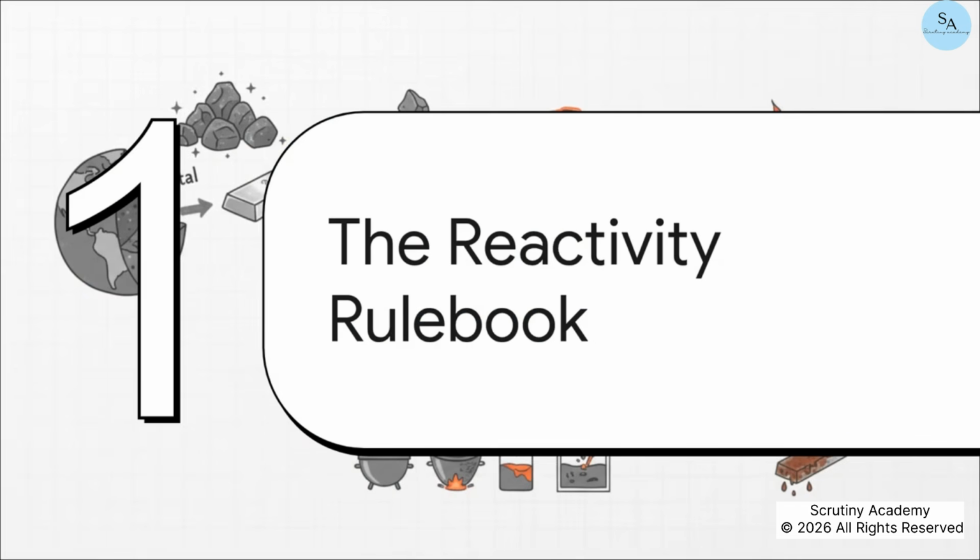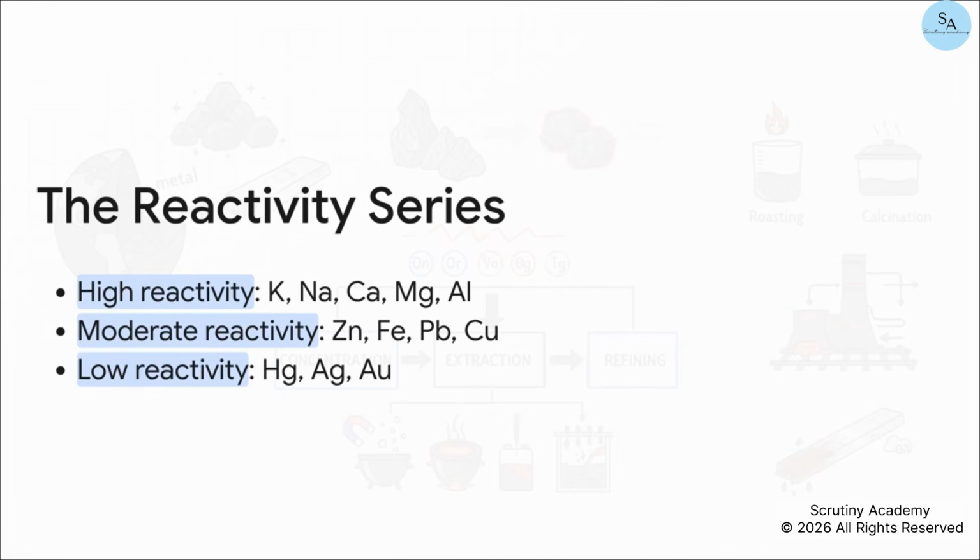All right, let's get to what I think is the single most important idea in all of metallurgy. If you get the reactivity series, you pretty much have the cheat code for how to extract any metal. And here it is. Up at the top, you've got your super reactive metals like potassium and aluminum. In the middle, you've got your kind of reactive guys like zinc and iron. And way down at the bottom, you find the least reactive ones like gold and silver.